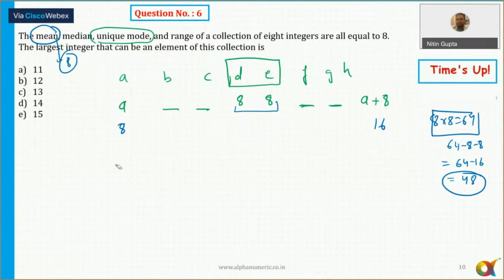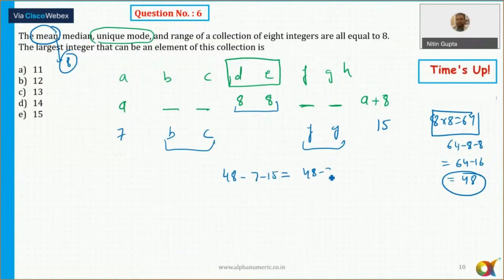Let's take another case. If I say the maximum possible value, the largest integer, is equal to 15, so A is equal to 7. Okay, A is equal to 7. So 15 plus 7, 22. So what is B plus C plus F and G? I can say B plus C plus F plus G must be equal to 48 minus 7 minus 15. So 48 minus 22, that is going to be equal to how much? Can anyone tell me? 48 minus 22 is going to be equal to 26.